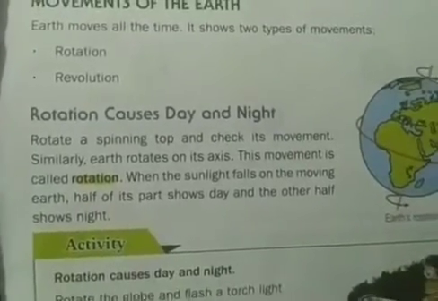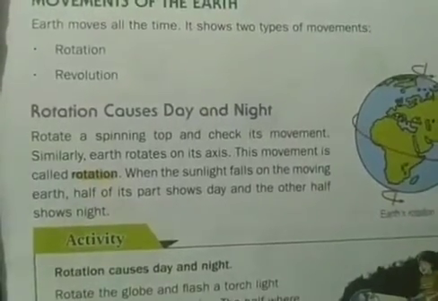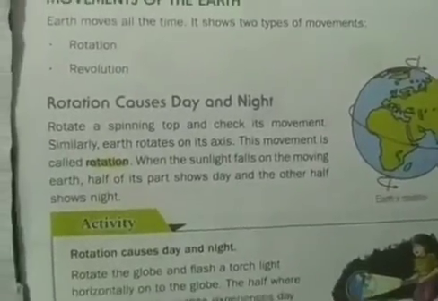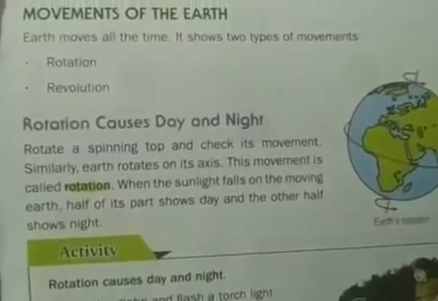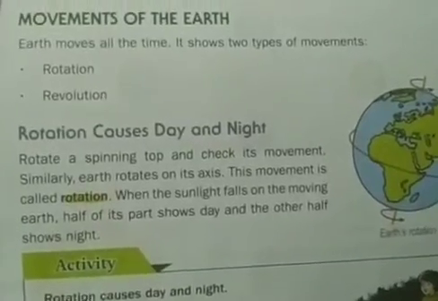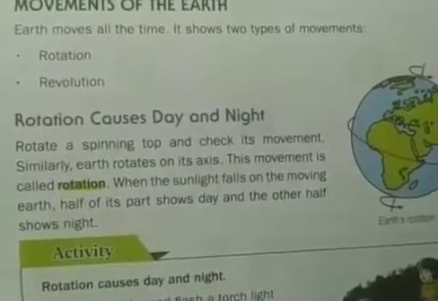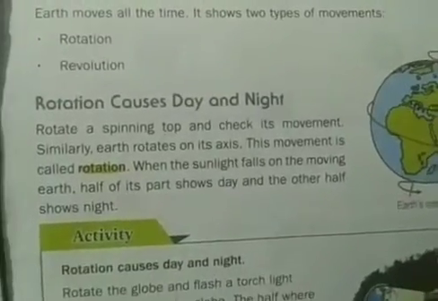Rotate a spinning top and check its movement. Similarly, earth rotates on its axis. This movement is called rotation. When the sunlight falls on the moving earth, half of its part shows day and the other half shows night.